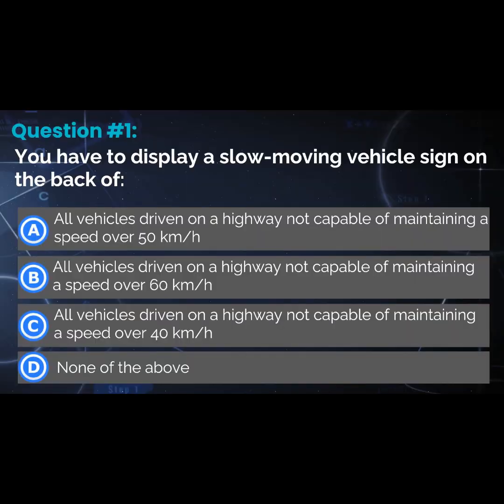Question 1. You have to display a slow-moving vehicle sign on the back of A. All vehicles driven on a highway not capable of maintaining a speed over 50 km per hour. B. All vehicles driven on a highway not capable of maintaining a speed over 60 km per hour. C. All vehicles driven on a highway not capable of maintaining a speed over 40 km per hour. D. None of the above. The correct answer is C. All vehicles driven on a highway not capable of maintaining a speed over 40 km per hour.